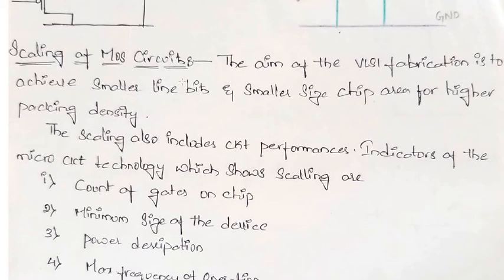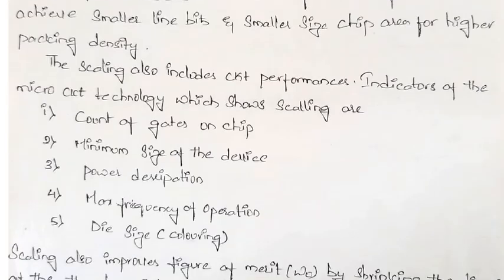The scaling also includes the circuit performance. As I have said, scaling includes your circuit performance. These are indicators of microelectronic technology, which show the scaling. What are the parameters, based on which you say that scaling has been done properly? First one is the count of the gates, like how many gates you are preparing.